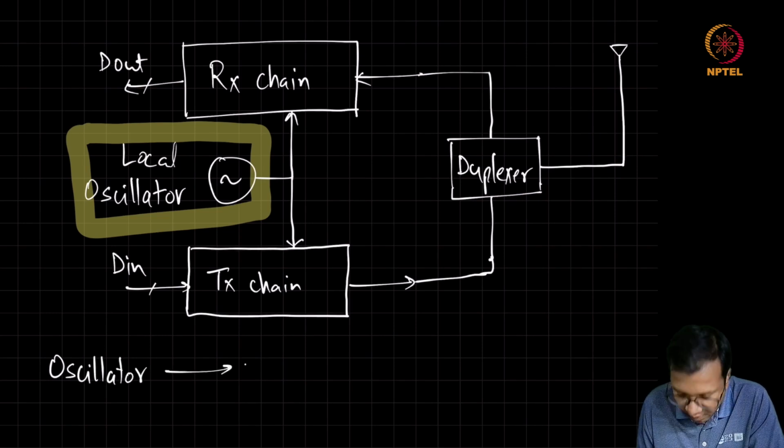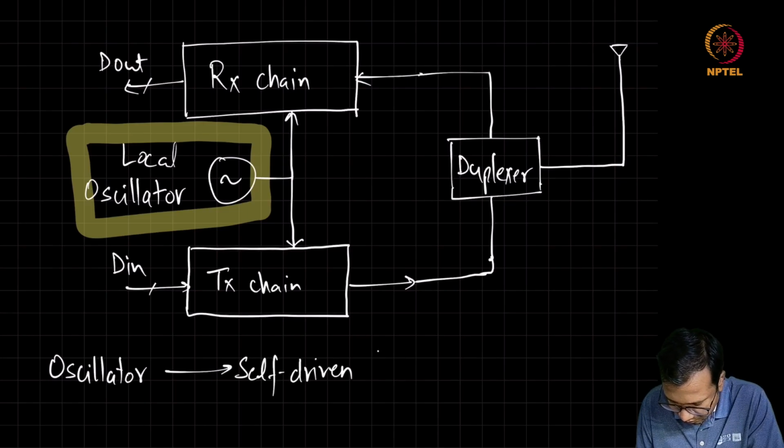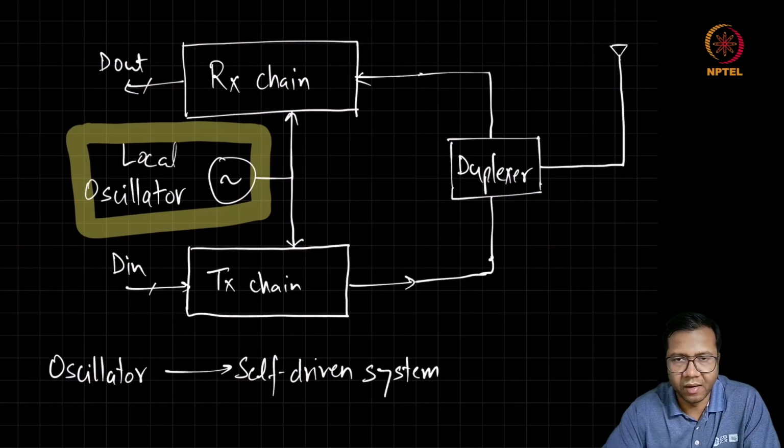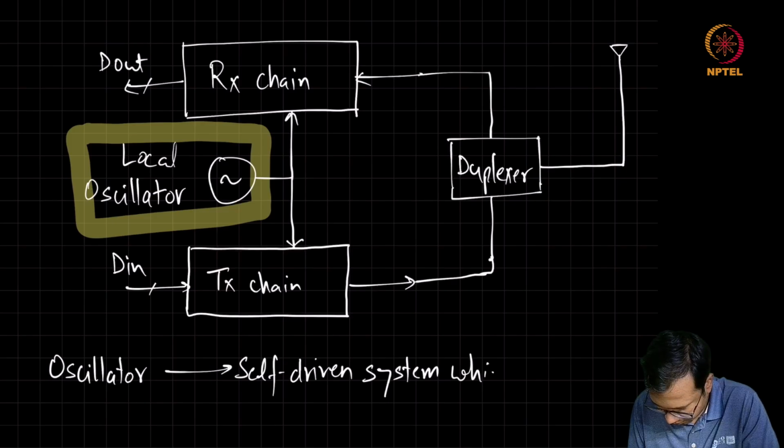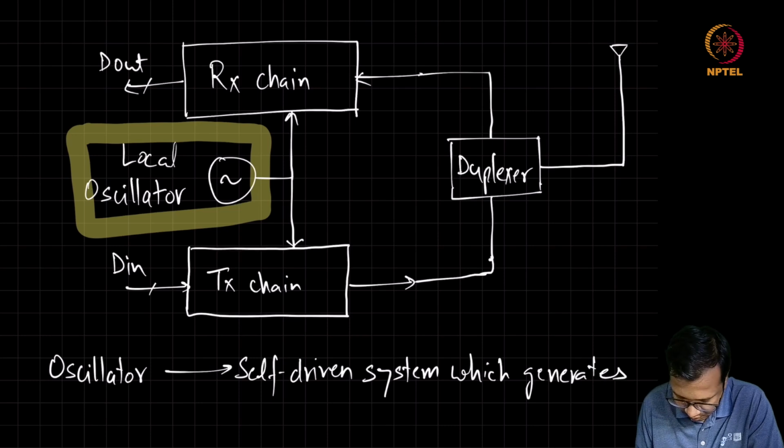So this oscillator is a self-driven system in the sense that it doesn't require any input signal. It can directly generate a periodic signal as an output just by consuming some power from the DC source. It generates a periodic signal.